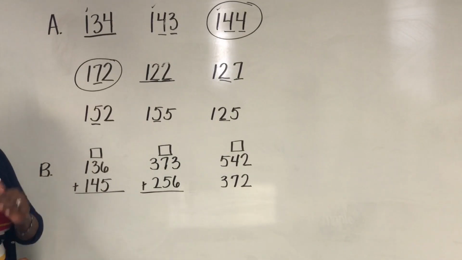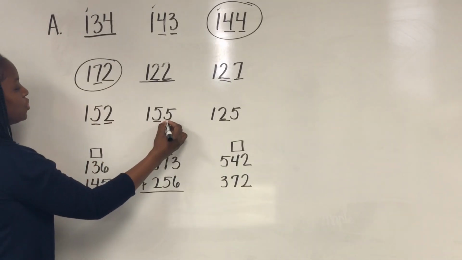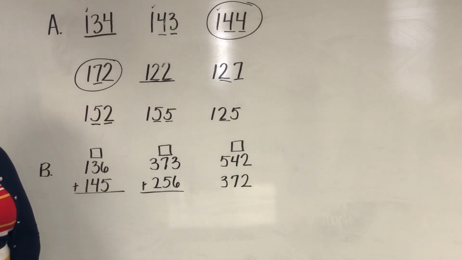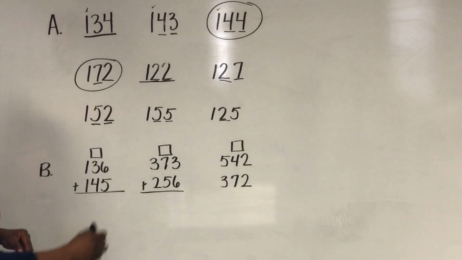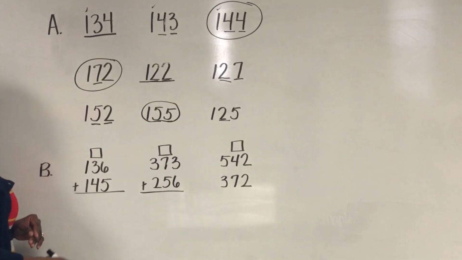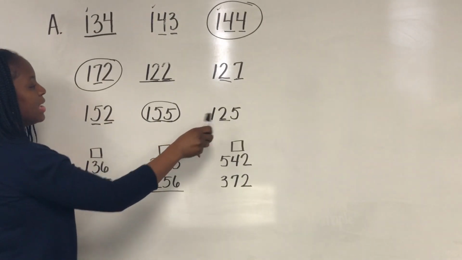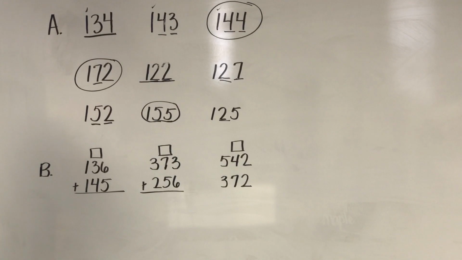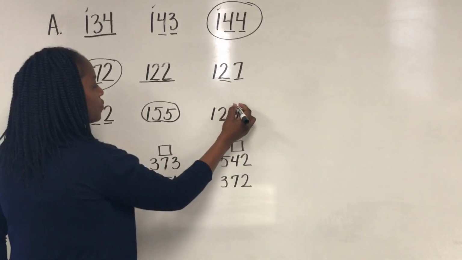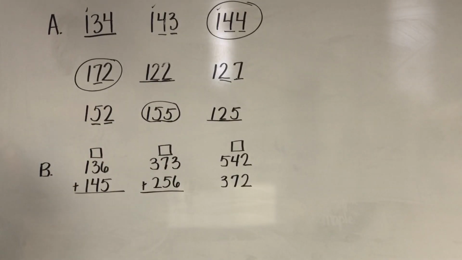We need to move over to the next place value and compare that digit. We have a 2 and a 5. Which one's greater, 2 or 5? 5 is greater than 2. So therefore, 155 is greater than 152. Now, what's the least number? So we have a 5 in this tens place, and we got 2 tens over here. 2 tens is less than 5 tens, so therefore 125 is the least number.